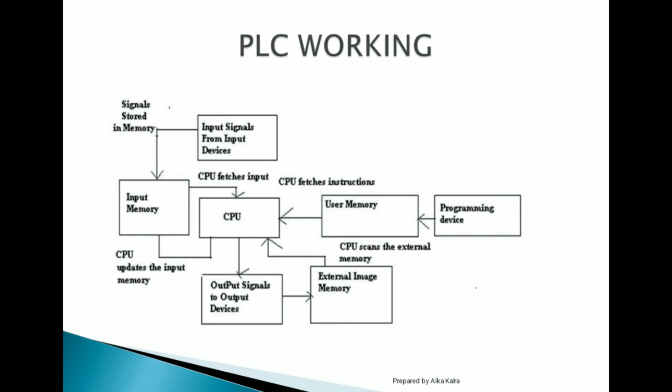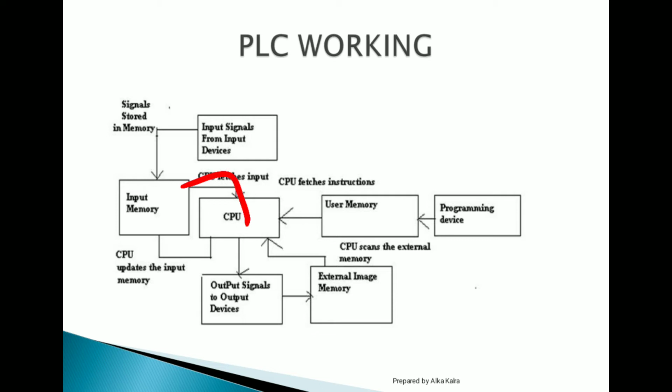So in PLC working, basically we have some input devices. It can be some sensors, it can be some input switches. From input devices, input signals are scanned or read, and these signals are stored in the memory. So here we are having input memory. Input signals from the input devices are stored in the input memory, right? All these signals are stored in the input memory. From input memory, these signals are fed to CPU.